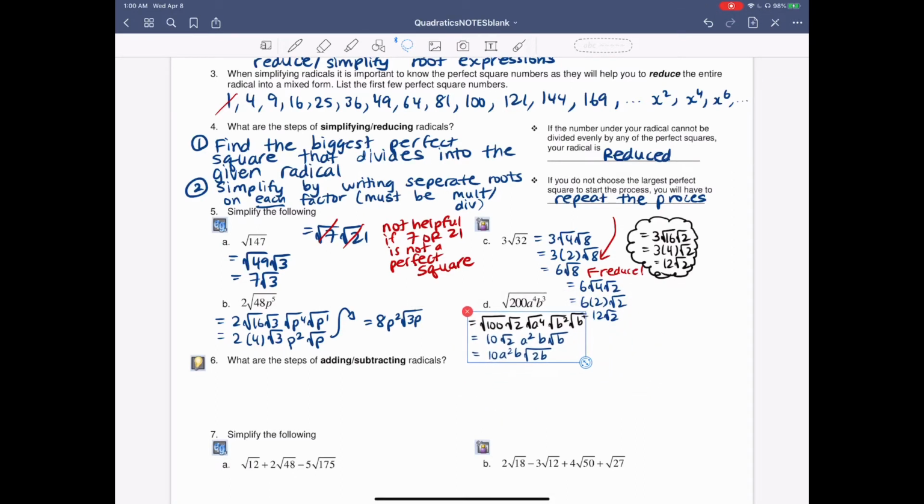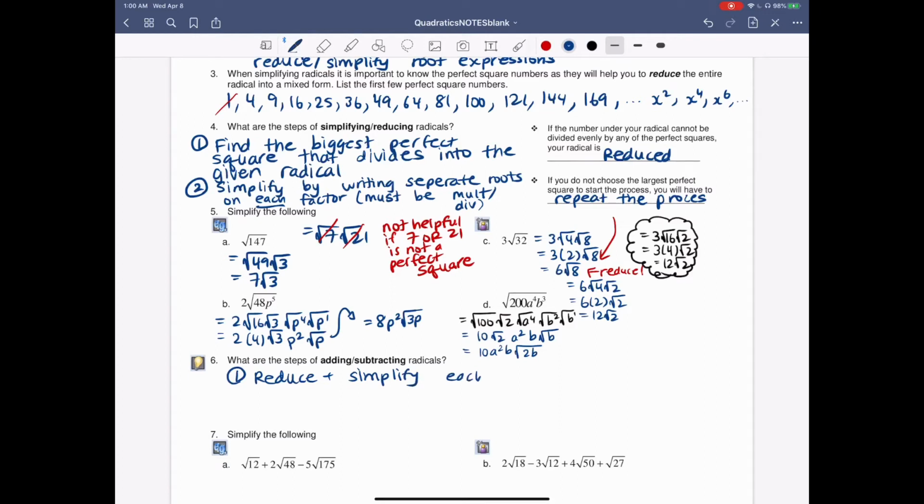Okay. Next, what are the steps of adding and subtracting radicals? So first, you should reduce plus simplify each item. So just make sure that each term is simplified, and then you're going to add or subtract like radicals.